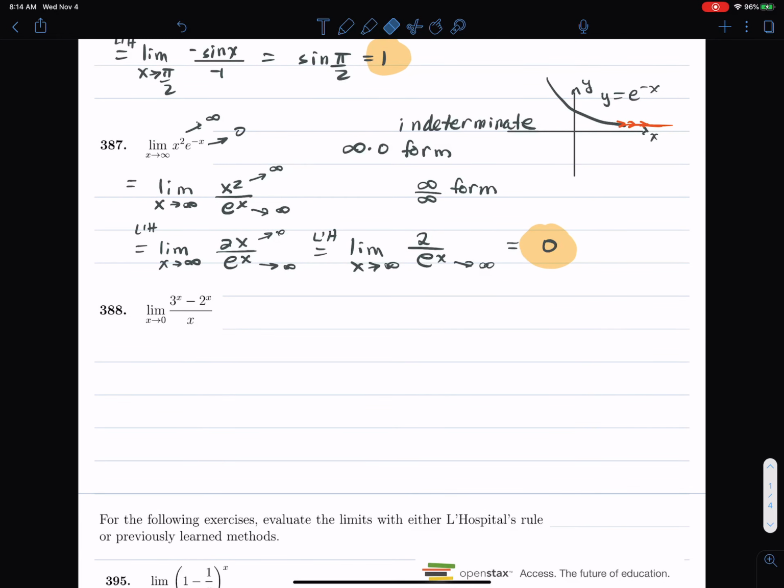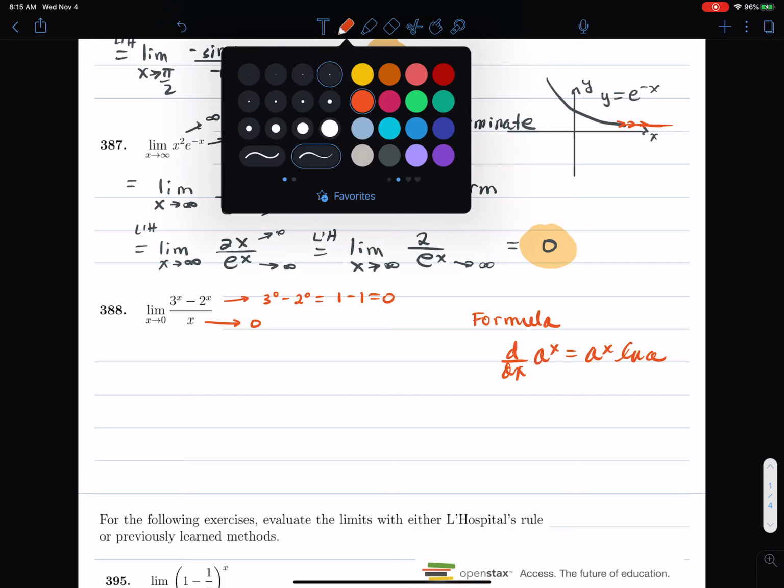For this next problem, we're going to have to use a derivative formula that you might be a little bit rusty on, but let's do that in a moment. If I plug in by continuity, I can substitute x equals 0, and I get 1 minus 1 is 0. So the numerator is going to 0, same with the denominator. And then we have a formula that says the derivative of a to the x is a to the x ln a. Okay, so we'll use that formula here.